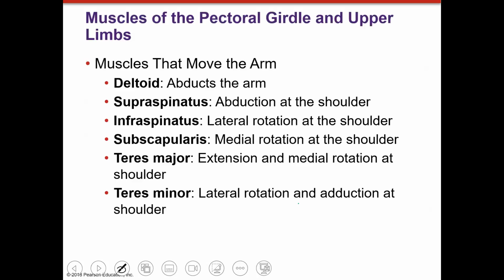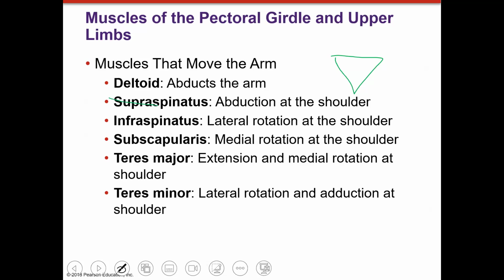There you go. So that is the end of our chapter here. Whoops, it is not. That's all right. So deltoid here abducts the arm. That was just an extra blank slide. It caught me. All right, so deltoid. What did deltoid mean? Looks like a triangle.